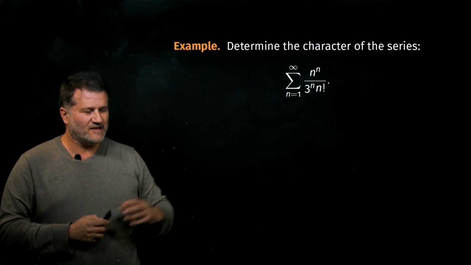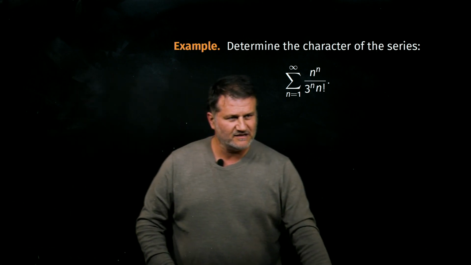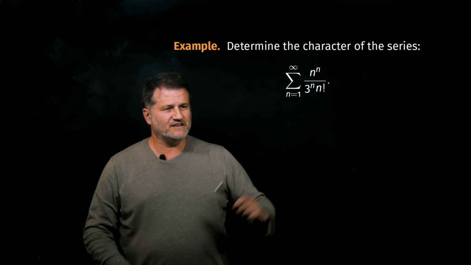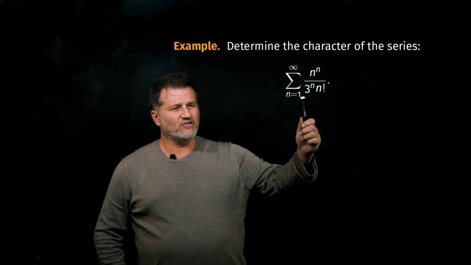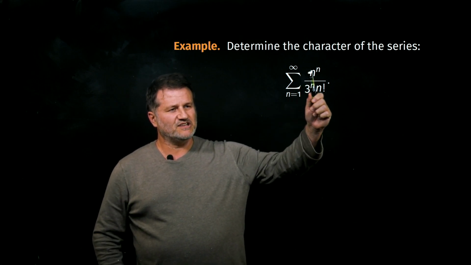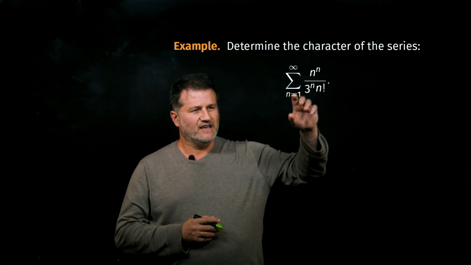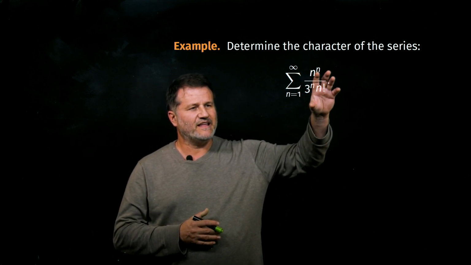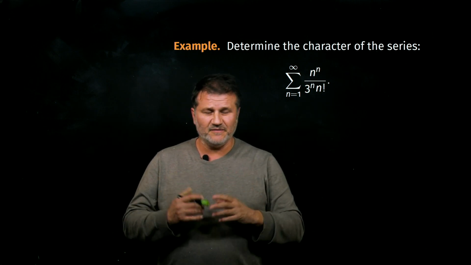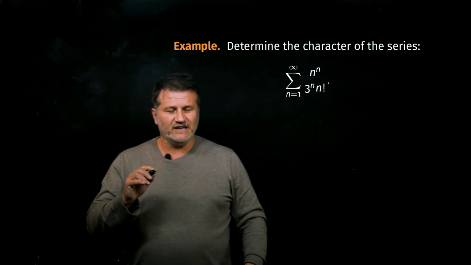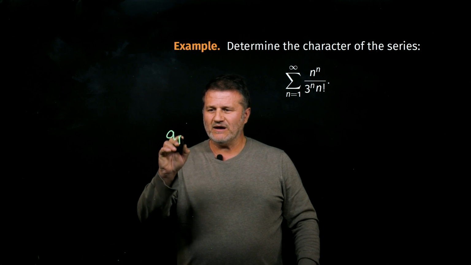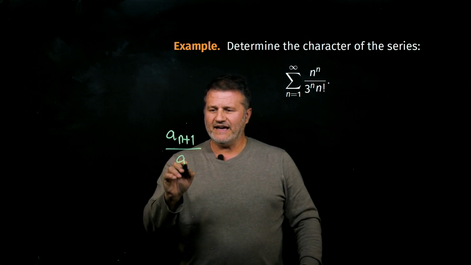Now let's see the application of this test on a series like this one, the sum for n going from 1 to plus infinity of n to the n divided by 3 to the n times n factorial. As you can see, since n is greater or equal than 1, these numbers are strictly positive. So now we calculate the ratio a_(n+1) over a_n.